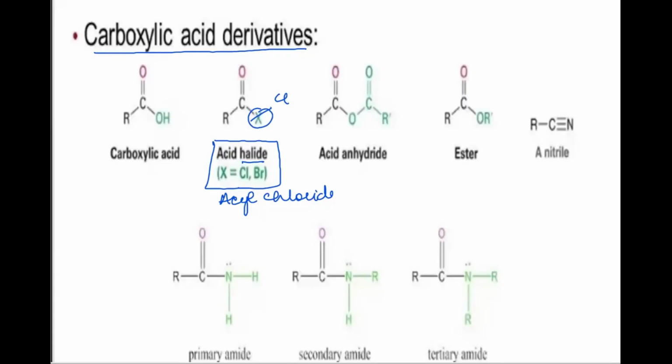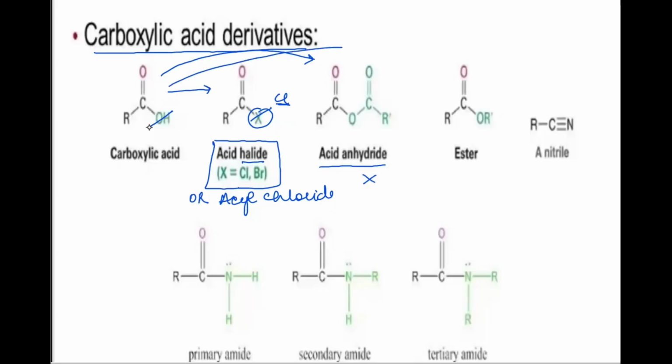Now here, why do we call them derivatives? We are calling them derivatives because this OH has been substituted by a halide, or basically chloride. So if it is a chloride, we call it acid chloride or acyl chloride. So this is the first derivative. Now from this carboxylic acid, we can also get acid anhydride. We generally don't go for acid anhydride.